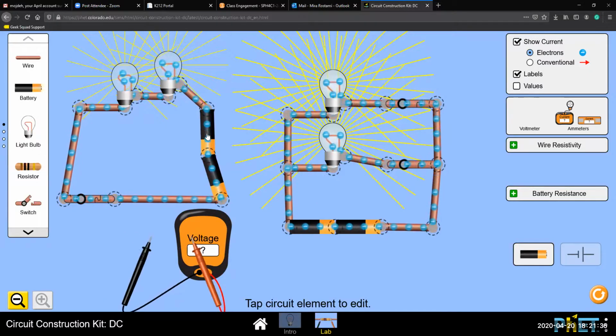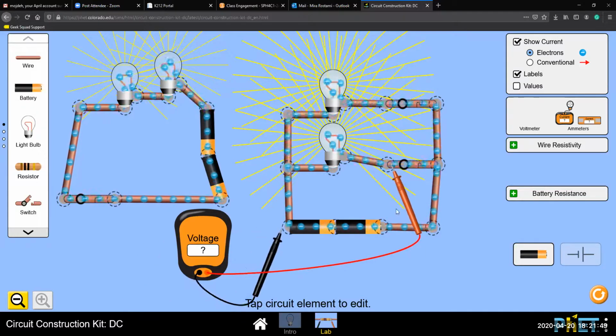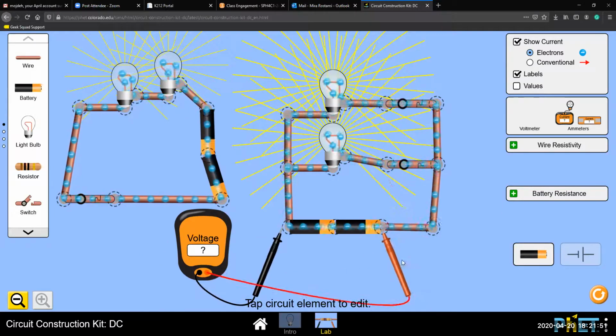Means 18 here, but 9 here, 9 here. That's how the energy is shared when I have a series circuit. Now let's look over here. So I come to the two ends of the battery. What do I get? Gotta be connected. 18 volts again. Same as this one.